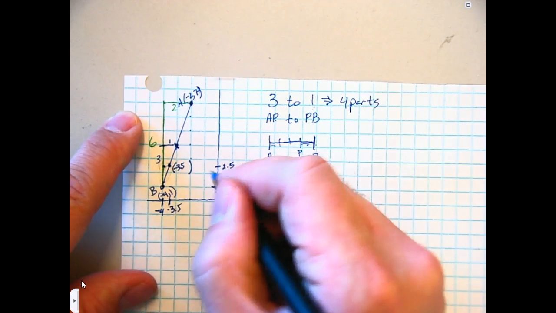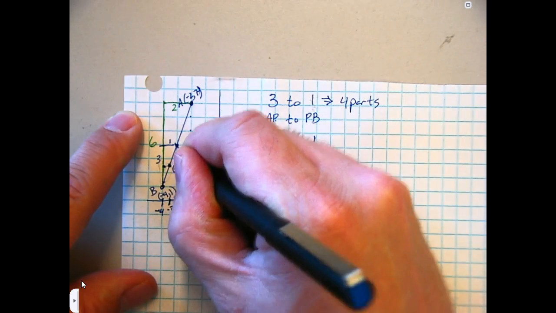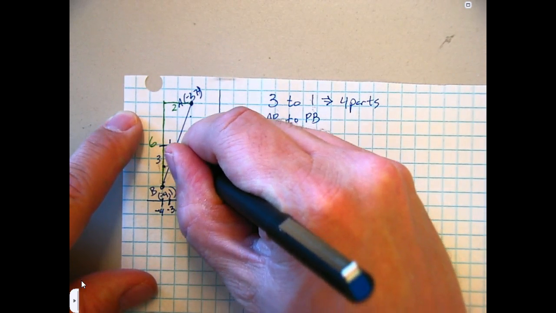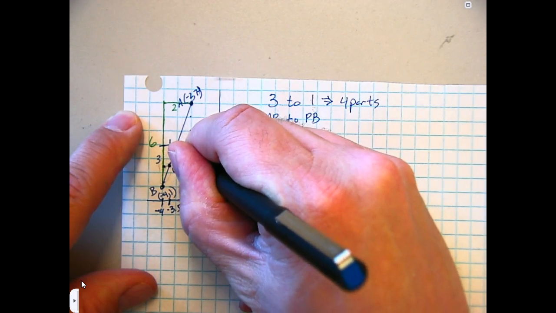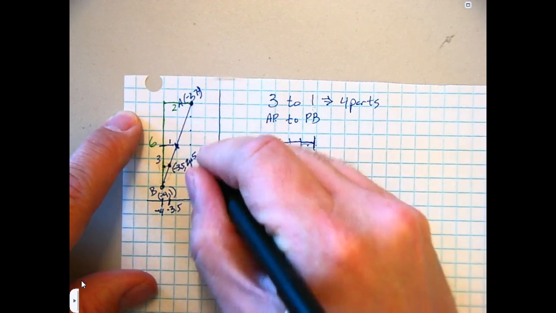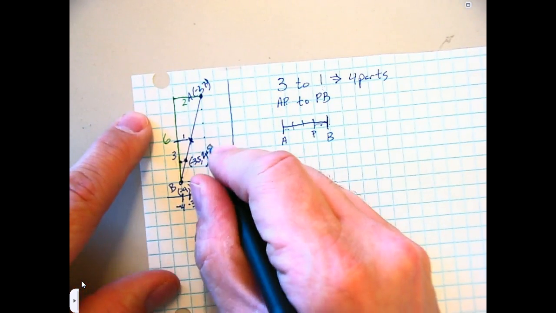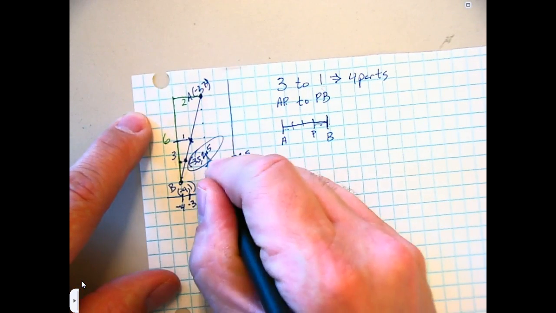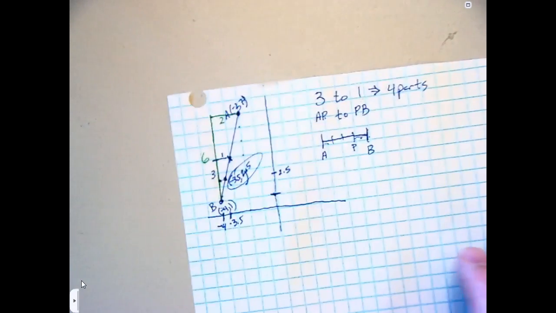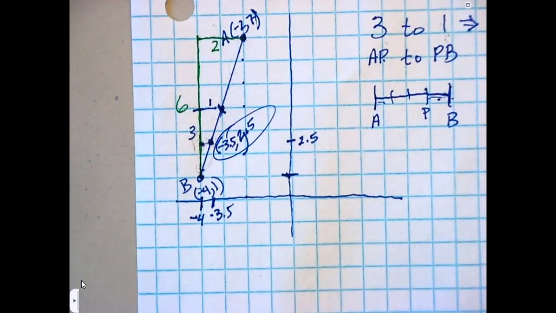-3.5 and 2.5. Man, I did not give myself much room there, did I? Just squeeze in the 2.5. Okay. I had to use pen, otherwise it's hard to see. But all right, negative 3.5, 2.5. All right, that is point P.